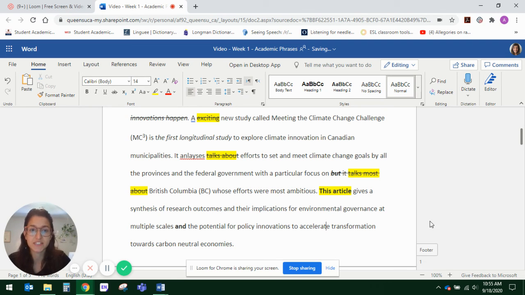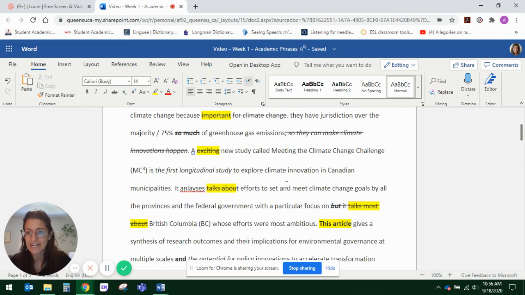All right, so now this final sentence reads, "This article gives a synthesis of research outcomes and their implications for environmental governance at multiple scales, and the potential for policy innovations to accelerate transformation toward carbon neutral economies." I've replaced that "how" with this "potential for" phrase so that I have that parallelism, thinking about what function my words are supposed to be fulfilling here. So now if we reread this whole paragraph from top to bottom, hopefully you find it's a little bit more clear and that it better utilizes vocabulary and phrases that sound academic.